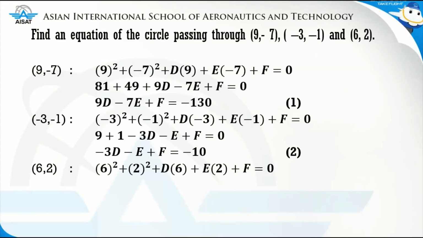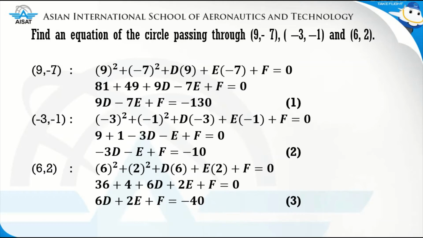And for the last one, we have 6 squared plus 2 squared plus d times 6 plus e times 2 plus f is equal to 0. So let us square 6 and 2. So that is 6 squared, which is 36, plus 4 plus 6 times d plus 2e plus f is equal to 0. Simplifying that further, we'll have 6d plus 2e plus f is equal to -40.